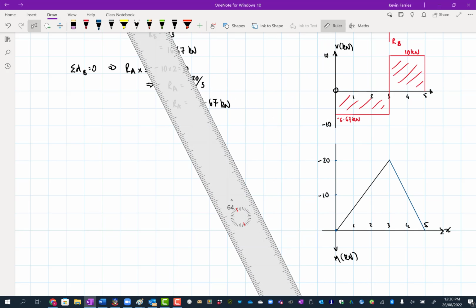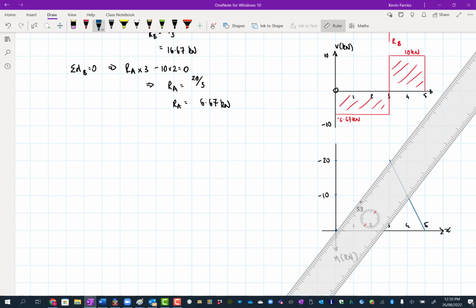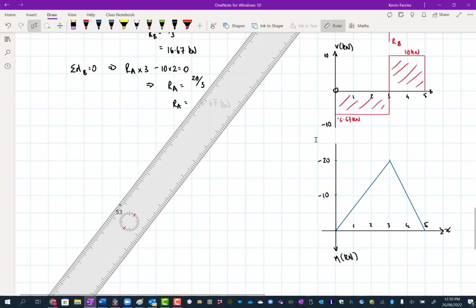Black, I wanted it to be blue. A bit triggering if it's not all the same colour. Let's do it all the same colour. Moment diagram is going to be like that.